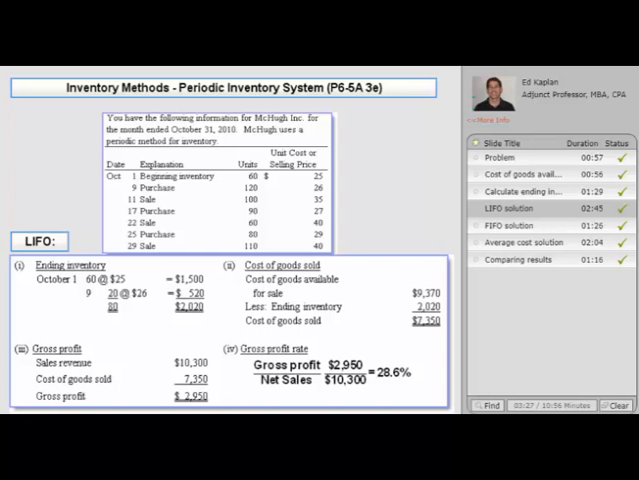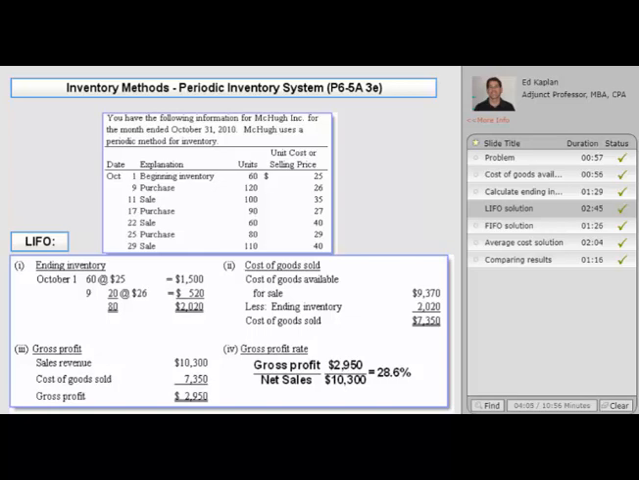Okay, next on this slide, we're going to calculate ending inventory, cost of goods sold, gross profit, and the gross profit rate, all under the LIFO cost flow assumption. First, let's tackle ending inventory. I think of LIFO and FIFO both as layering effects. In the case of LIFO, since the last one in is the first one out, when we calculate ending inventory, we start with the oldest layer and work our way towards the most recent layers. So the oldest layer is the beginning inventory amount, 60 units at a cost of $25.